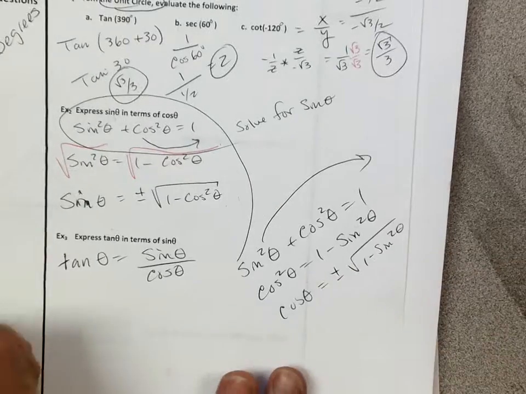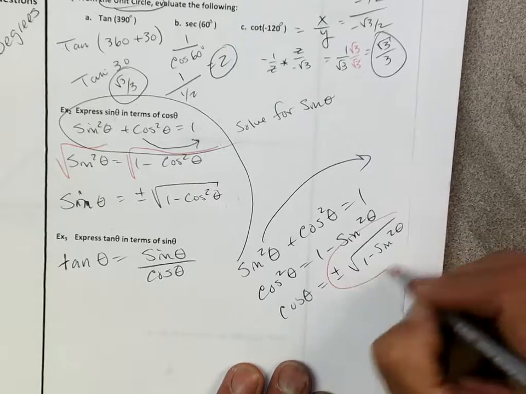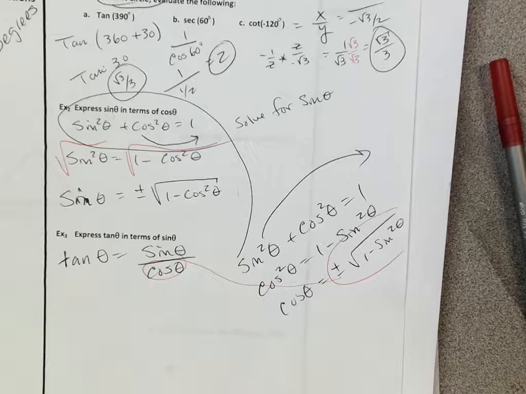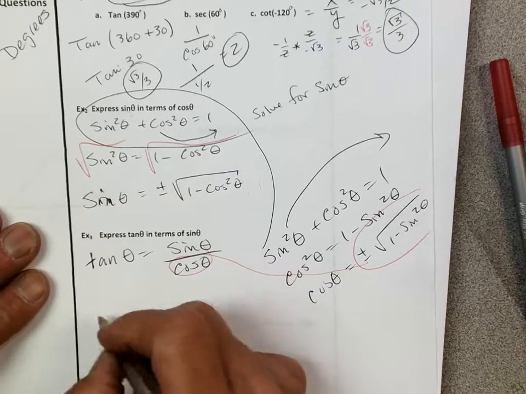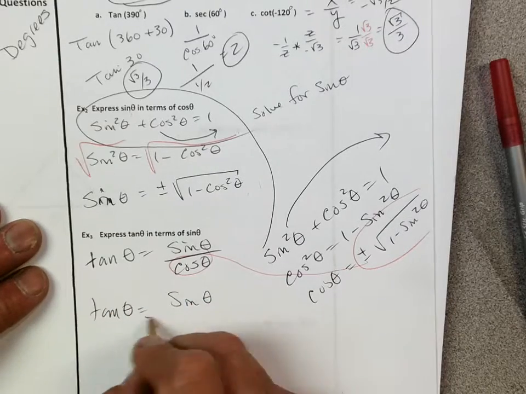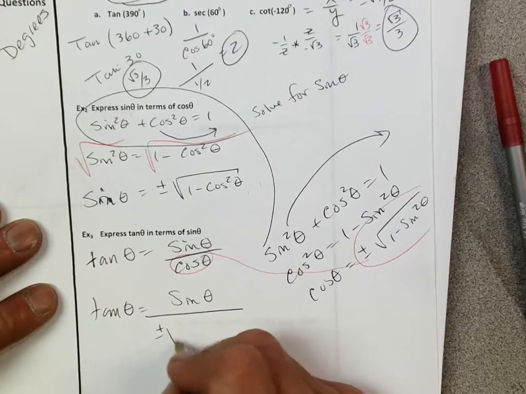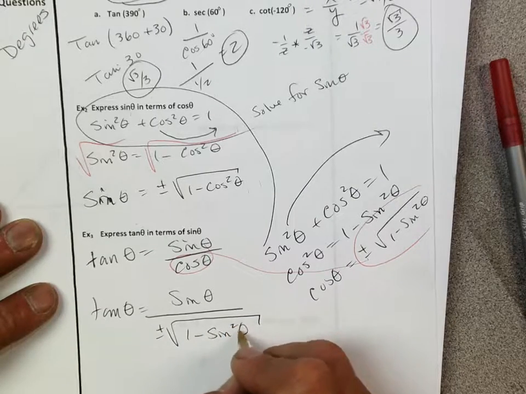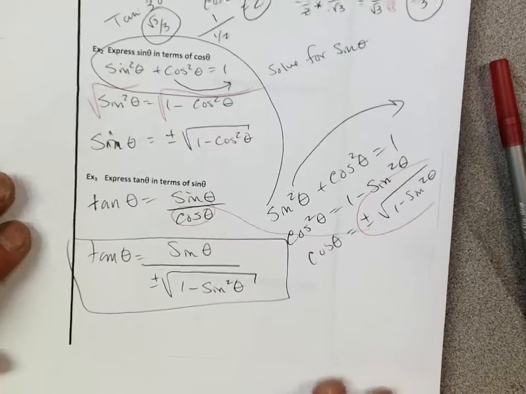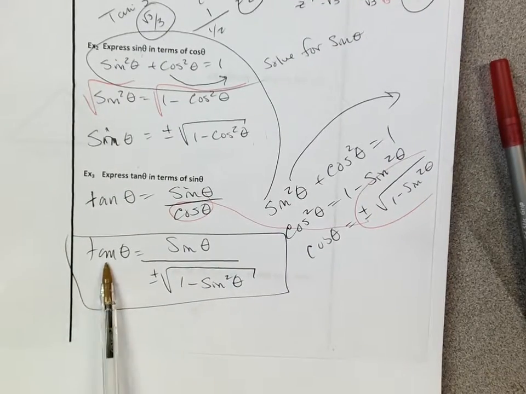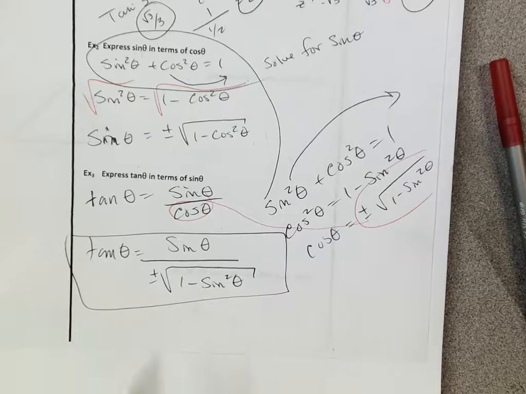Okay, now let's take this and plug it right there. So when I'm done, it'll be tangents and just sines. All right, tangent theta is equal to sine theta all over plus or minus the square root of 1 minus sine squared theta. And that is tangent in terms of sines. Tangent in terms of sines, because it's just tangent, it's just sines, okay?